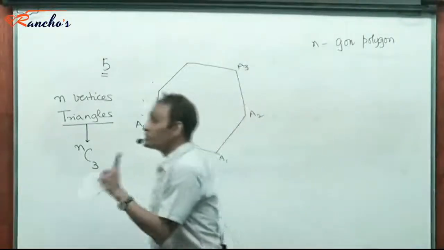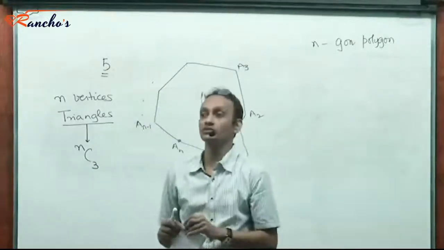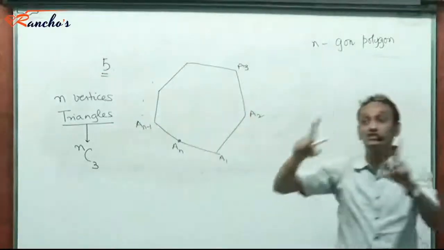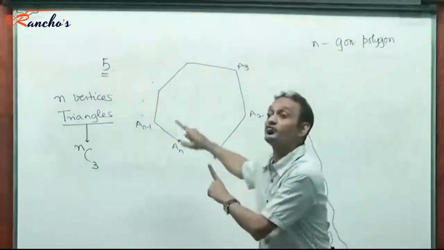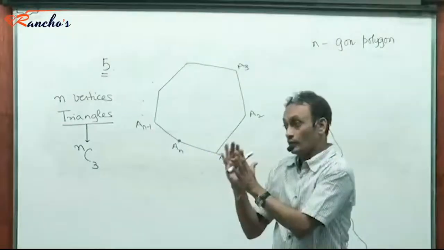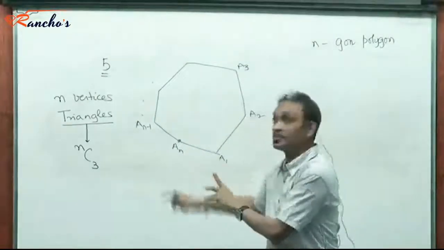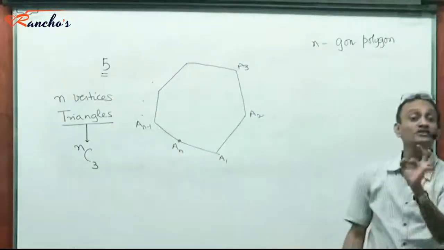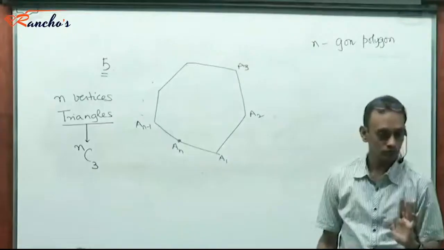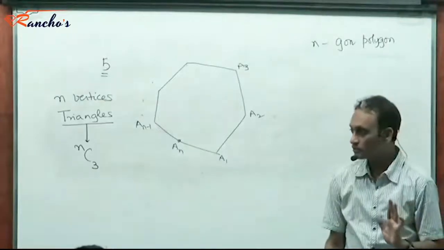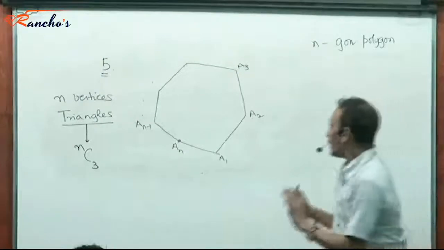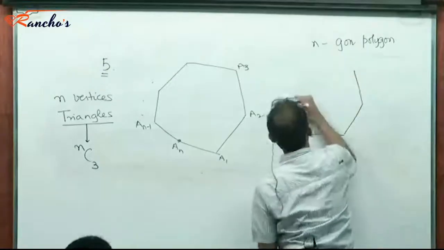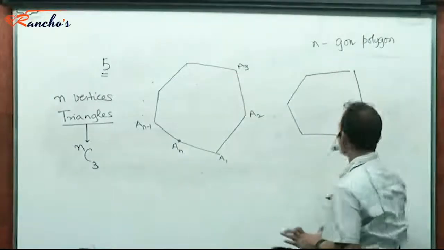Now, from this NC3, I'm not seeking all these triangles. I'm only seeking to count those triangles whose sides don't coincide with the sides of the polygon. I'm seeking to count amongst these NC3 triangles only those whose sides don't coincide with the sides of the polygon. You know what I'm saying? For example, you understand that there are NC3 triangles, right?